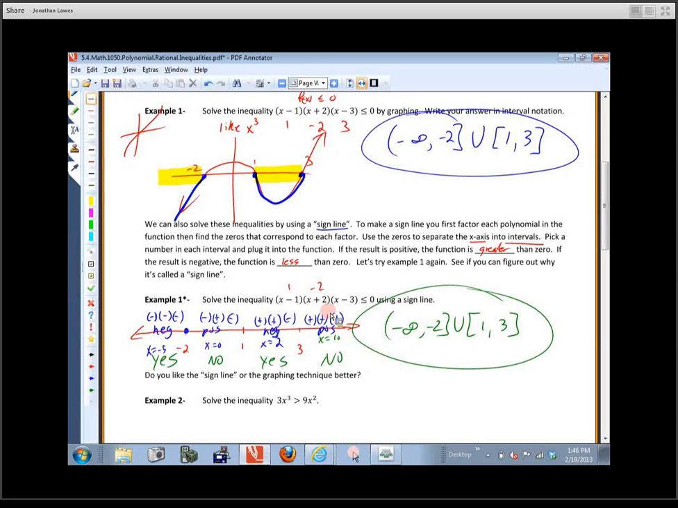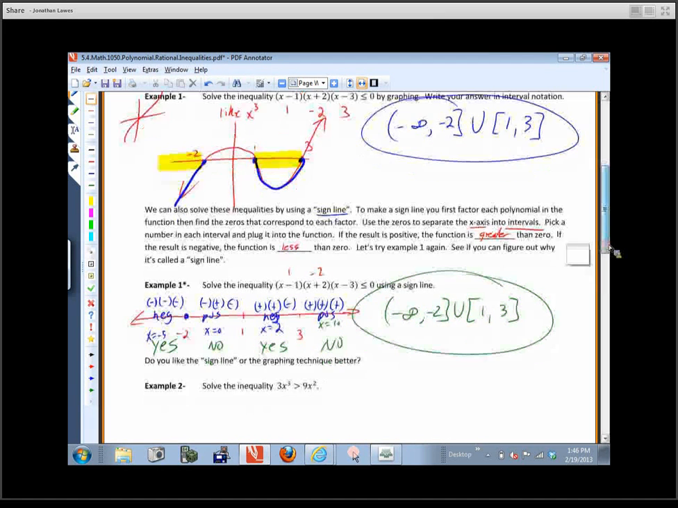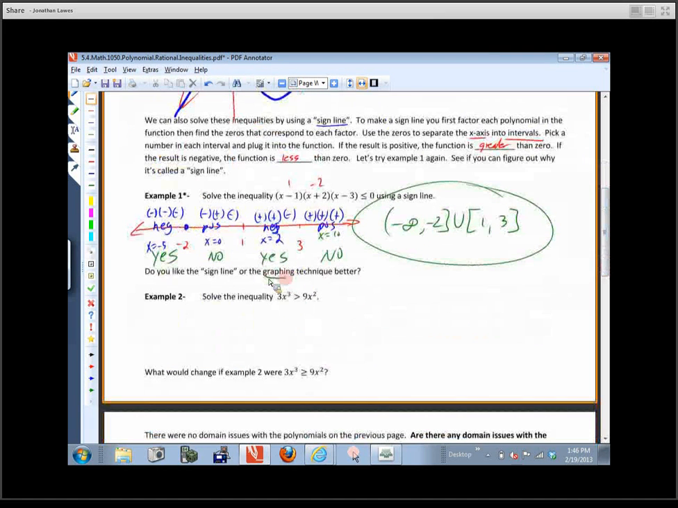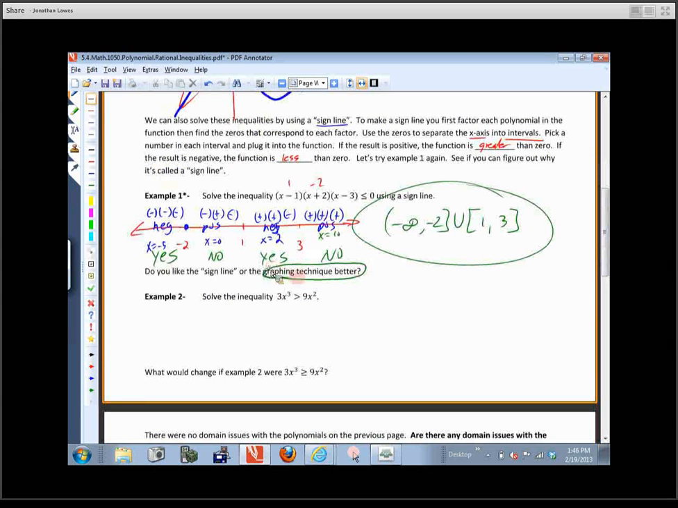Okay? But this is a polynomial. Polynomials are easy to graph. If it were a rational equation or a rational function, it's a little bit more difficult, but I'll show you how to deal with that. Okay. So we like the graphing technique a little bit better, am I right? Okay, so let's take a look at example number 2.